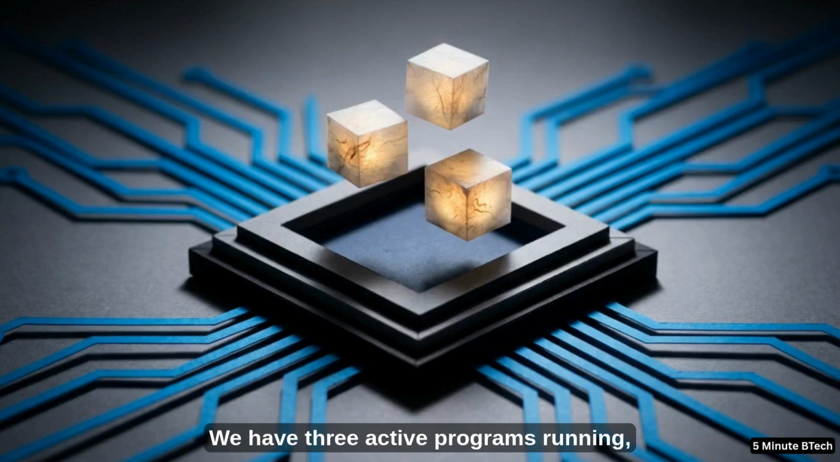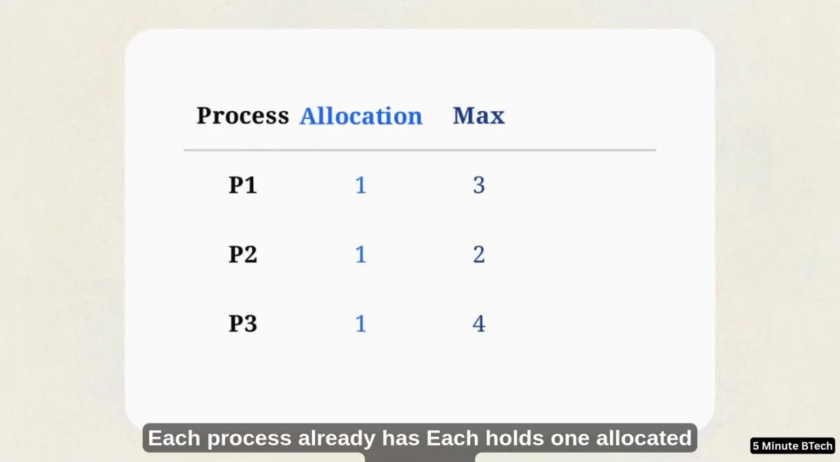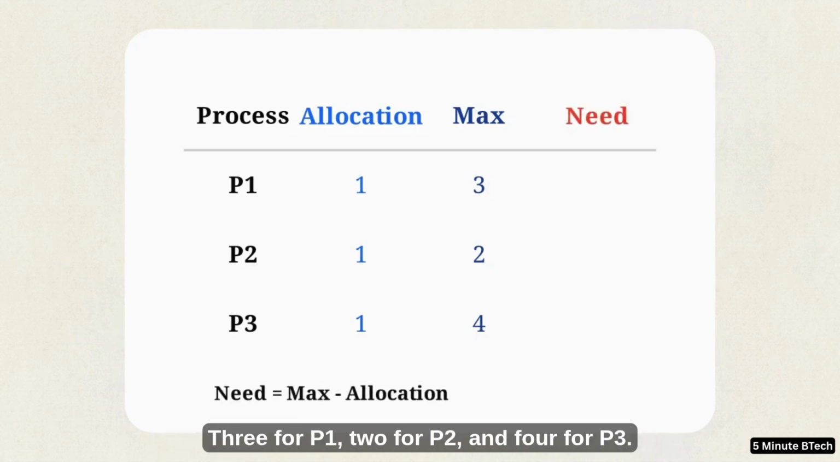We have 3 active programs running, drawing from a central pool of exactly 3 available resources. This table displays our current board state. Each process already holds 1 allocated resource, but to finish their jobs, they have maximum limits they will eventually hit: 3 for P1, 2 for P2, and 4 for P3.